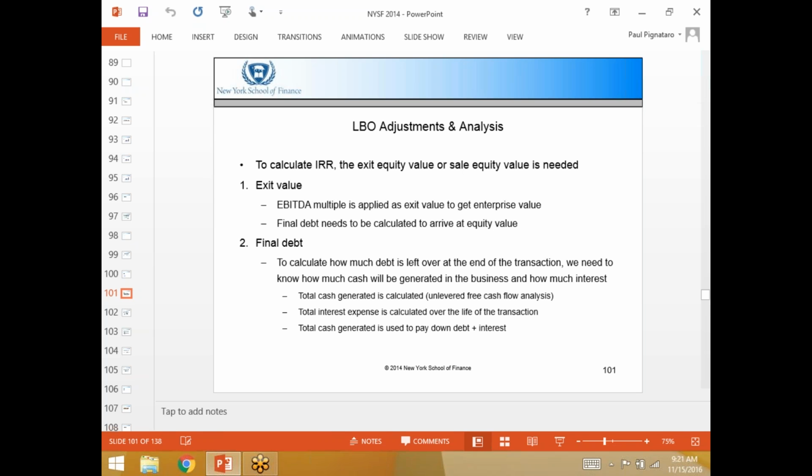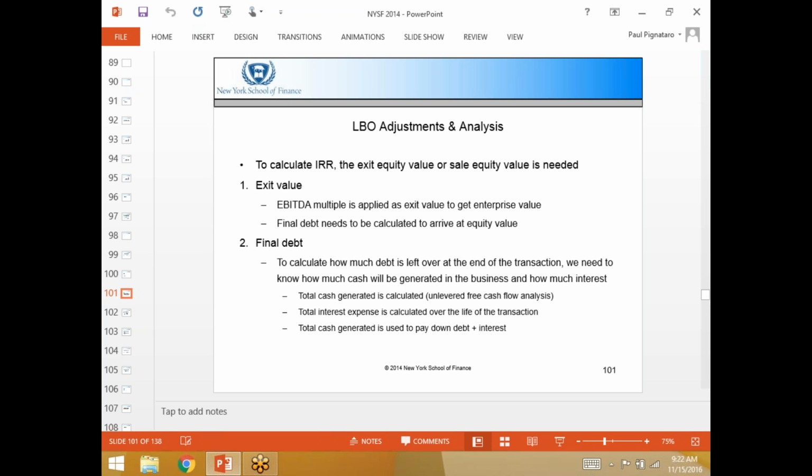So because of that, the very first step is we need to build out a simple unlevered free cash flow. Unlevered. Just like valuation. EBIT, EBITDA, D&A, all that stuff. We can figure out unlevered. Because unlevered free cash flow gives us two important things to continue our analysis. It gives us our year 5 EBITDA that we can apply a multiple to, and it gives us the unlevered free cash flow that we can use to figure out how much debt we're paying down.